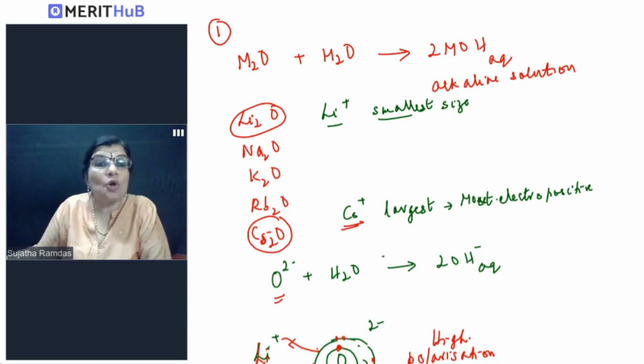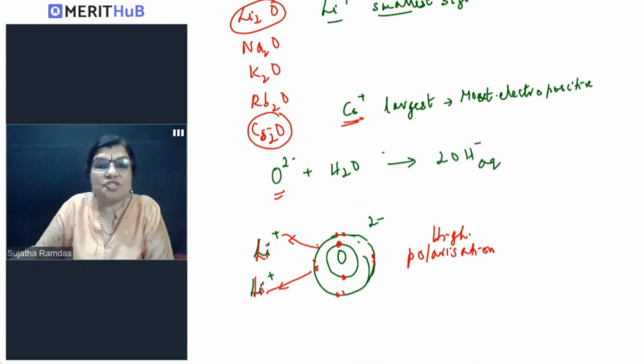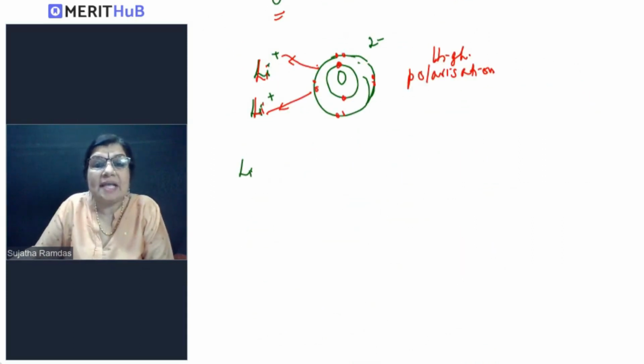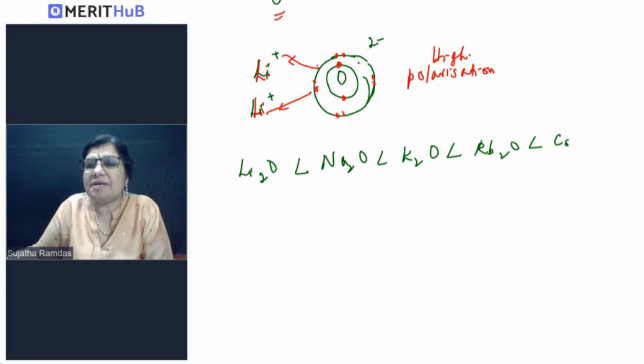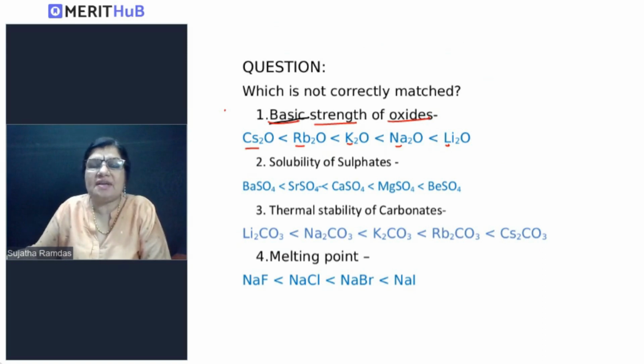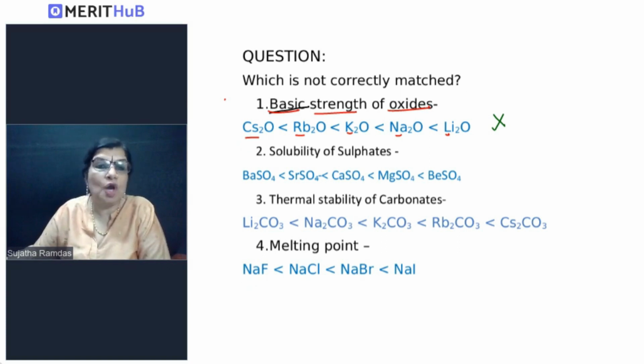So what is the correct order of the basic strength of group 1 metal oxides? Lithium oxide is the least basic, followed by sodium oxide, followed by potassium oxide, followed by rubidium and cesium oxides. Okay, this is the correct order of basic strength of oxides, and let's see what is given. The exact reverse order has been given, and therefore this is incorrectly matched. The basic strength of oxides and the order do not match.